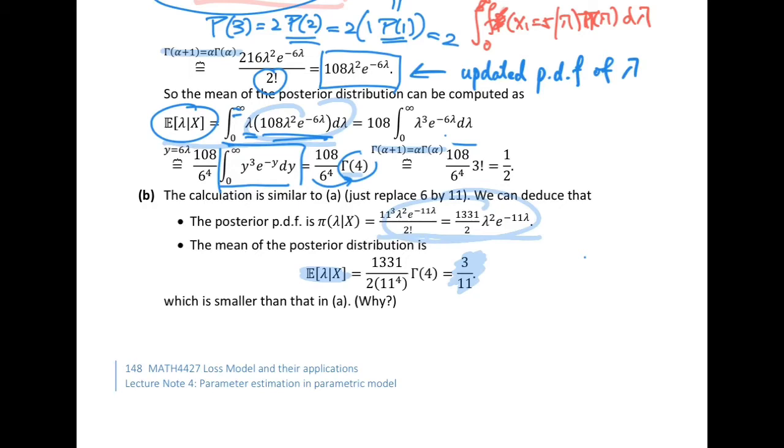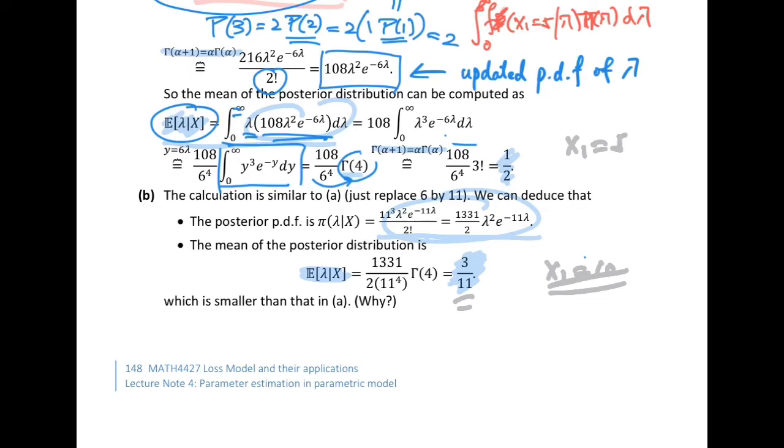Now here, what I want you to do is compare this result for the case in A, where the loss is 5 for the first one, and for the second one, the loss is 10. Now here you can see, if S1 is larger, then the expected value of the lambda happens to be smaller. Okay, why is it the case?